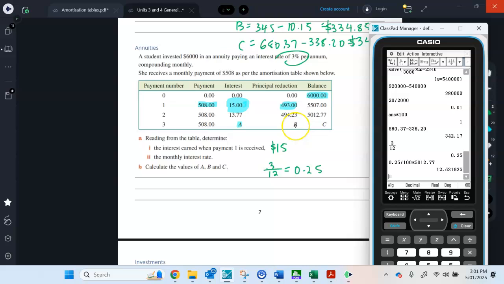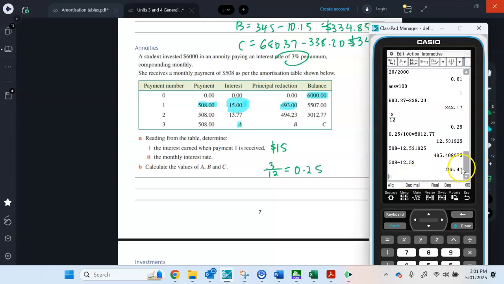The value of B is your principal reduction. So remember, that's your payment minus your interest. So we're going to do 508 minus the previous amount. So I'm just going to highlight that and drag it down. All right, so $495.47. Now notice how I didn't do any rounding. Just be careful, that didn't make any difference here, but you do have to be careful with your rounding. So more decimal places with finance until you get to your final answer.